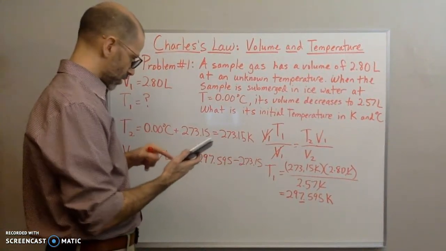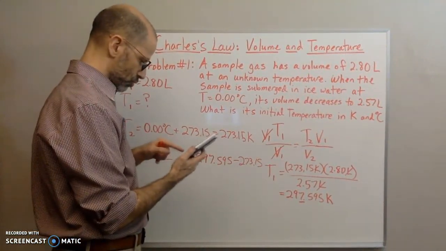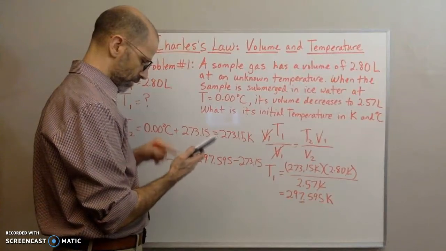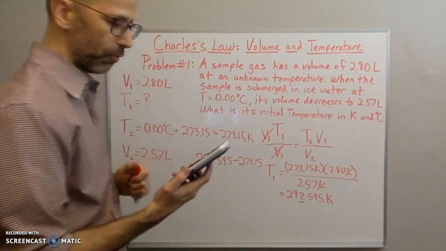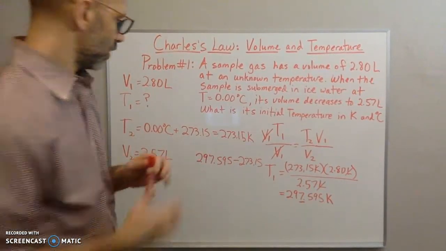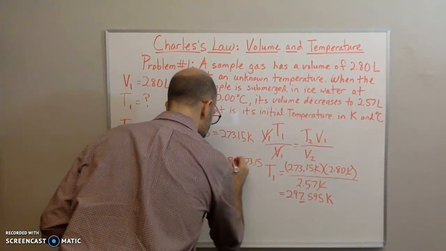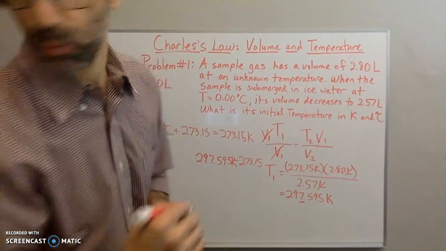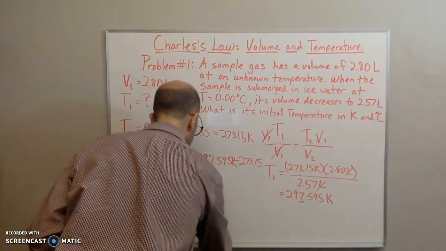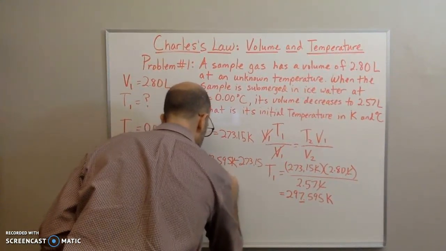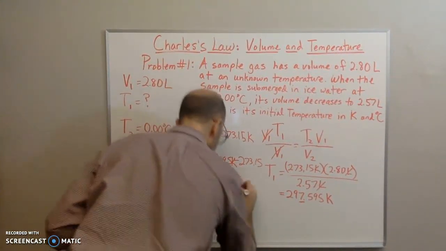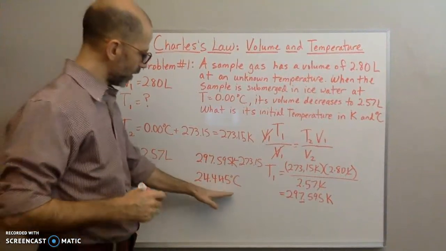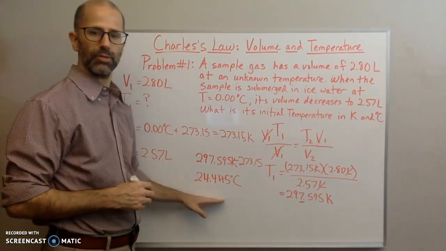So subtract out 273.15 equals, and that gives us 24.445. So that's Kelvin, and that gives us 24.445 degrees Celsius.